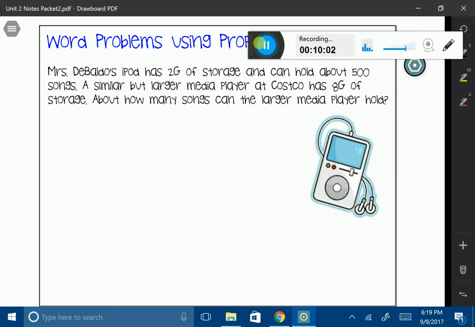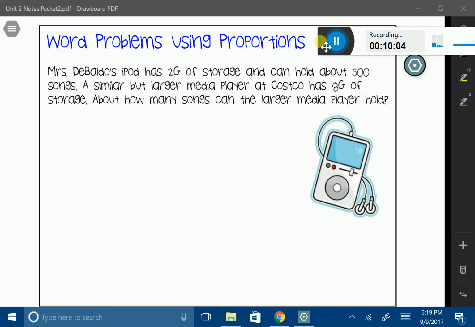Sometimes you're given word problems, and you need to create a proportion and figure out the answer to the application problem. So let's look at this one. Mrs. DeBalda's iPod has 2 gigs of storage and can hold about 500 songs. A similar but larger media player at Costco has 8 gigs of storage. About how many songs can the larger media player hold? So you might be thinking, maybe I'll just multiply these numbers, but I wanted to show you how to set up a proportion to solve this.